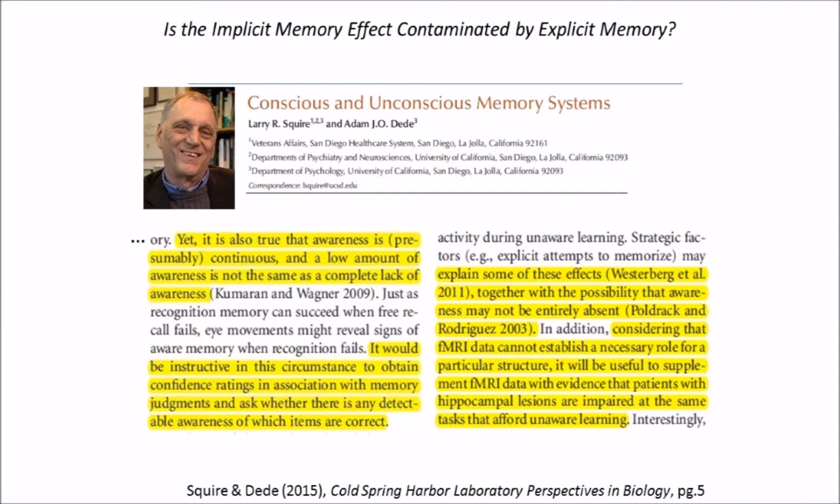One last sort of cognitive psychology issue. This is from Larry Squire, past president of the Society for Neuroscience, National Academy of Science member, and actually the same year he published a paper about conscious and unconscious memory. He hadn't read my paper, which had just been published at the same time. These things take like 6 months to publish. Right? He says, it sure would be instructive when studying the circumstance of implicit memory if someone could just obtain confidence ratings in association with memory judgments and ask if there's any detectable awareness of which items are correct.